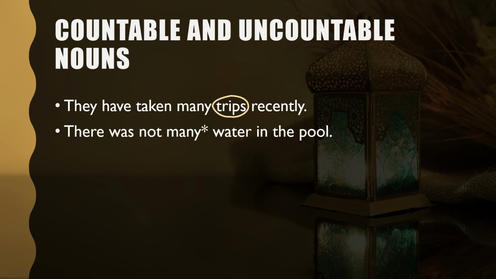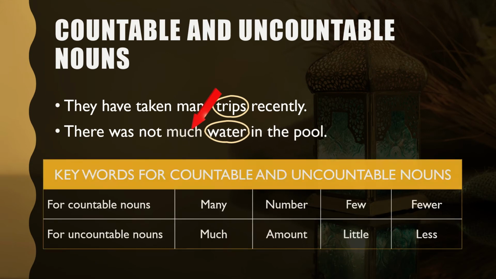The next example, there was not many water in the pool. Water is an uncountable noun because it is a liquid item. However, the modifier used here is incorrect. Many is for countable nouns. Therefore, you have to change many into much. Now, here are some keywords for countable and uncountable nouns. For countable nouns, many, number, few, and fewer. And for uncountable nouns, much, amount, little, and less.